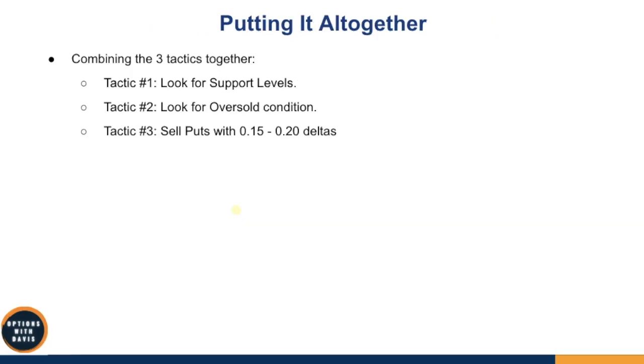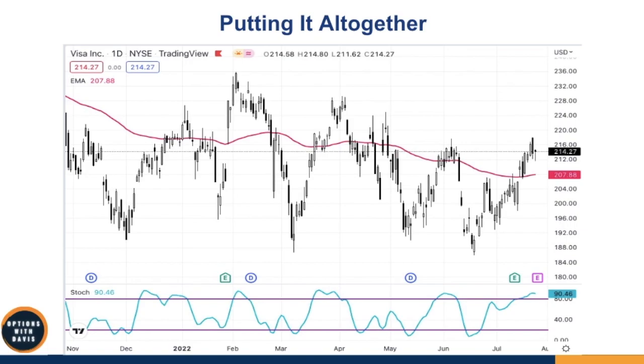Okay, so let's put it all together. Now you can go individually for each of the tactics, or you can combine all three of them together. If you combine the three, you want to look for support levels, then look for oversold conditions, and once these two are present, you want to go for the short put strikes which have roughly 15 to 20 deltas, which is around the one standard deviation point. Alright, so let's take a look at some examples.